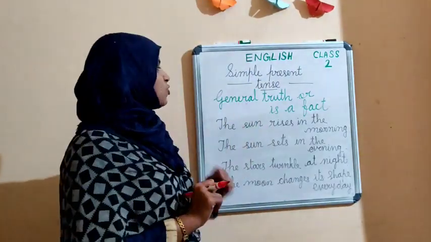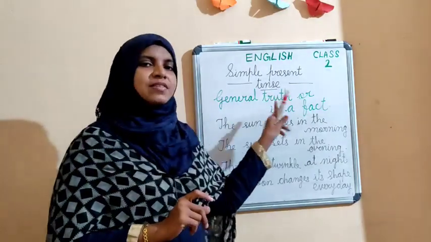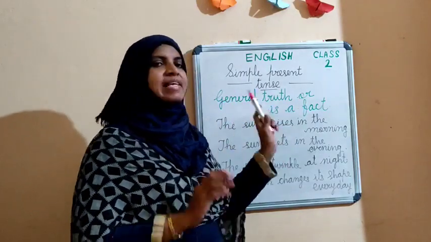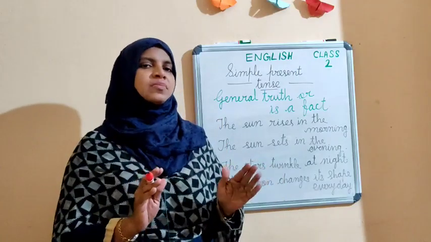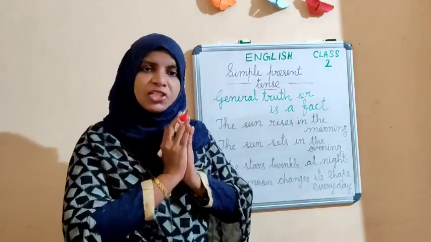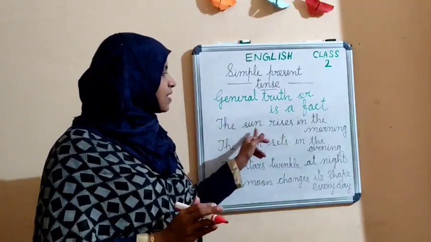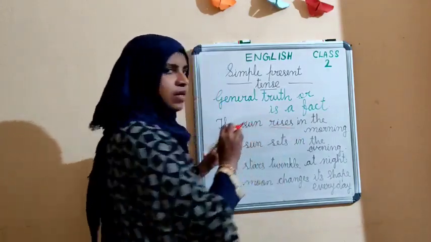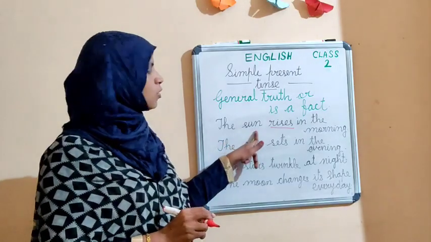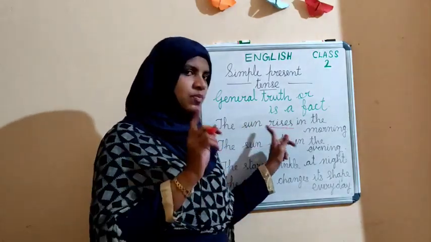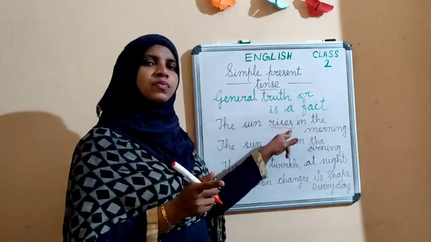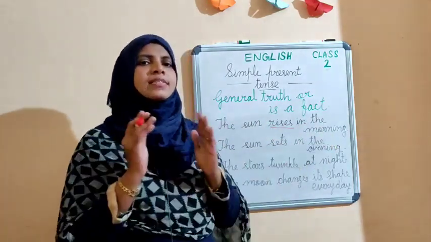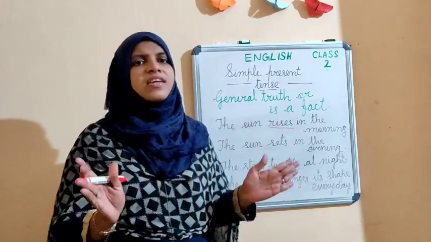Okay. Now next one. When do we use simple present tense? With a general truth or a fact, that never changes. For example, the sun rises in the morning. The sun rises. Sun means only one thing, it is singular. The subject is singular here. If the subject is singular, what do we have to add? S with the verb. The sun rises in the morning. It is a general truth. It is a fact. Never change it.